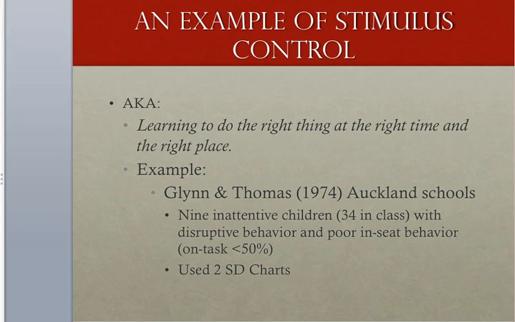They were brought into a classroom. There were 34 children in the classroom, and 9 children who had serious attention problems. In addition to having poor attention, they were disruptive and had very poor in-seat behavior. They were on task less than 50% of the time. Glynn and Thomas decided to use stimulus control to do an antecedent intervention. Their antecedent was that they were going to produce 2 charts that the children were supposed to pay attention to.